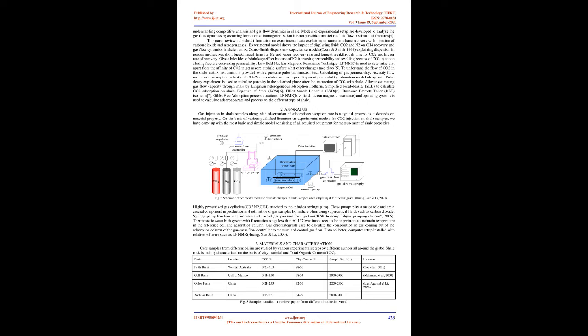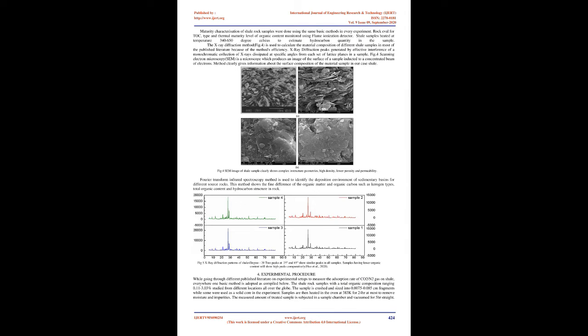Coats-Smith dispersion capacitance models, Coats and Smith, 1964, explaining dispersion in porous media, give a short breakthrough time for N2 and lesser recovery rate, and the longest breakthrough time for CO2 and higher rate of recovery. They give a brief idea of the shrinkage effect, because N2 increases permeability, and swelling, because CO2 injection closes fractures, decreasing permeability. Low field nuclear magnetic resonance technique, LFNMR, is used to determine what other changes take place, apart from the affinity of CO2 to get adsorbed at the shale surface. To understand the flow of CO2 in the shale matrix, the instrument is provided with a pressure pulse transmission test. Gas permeability, viscosity flow mechanics, and adsorption affinity of CO2/N2 are calculated in this paper.